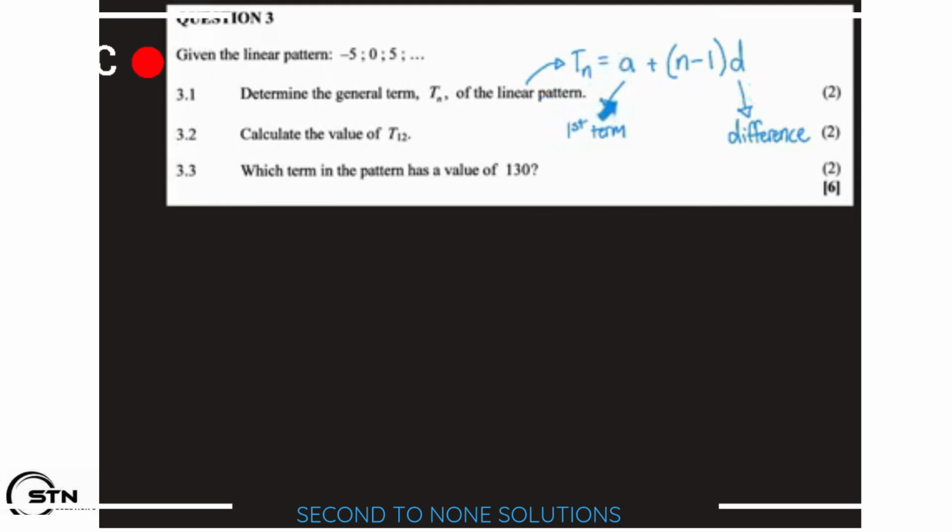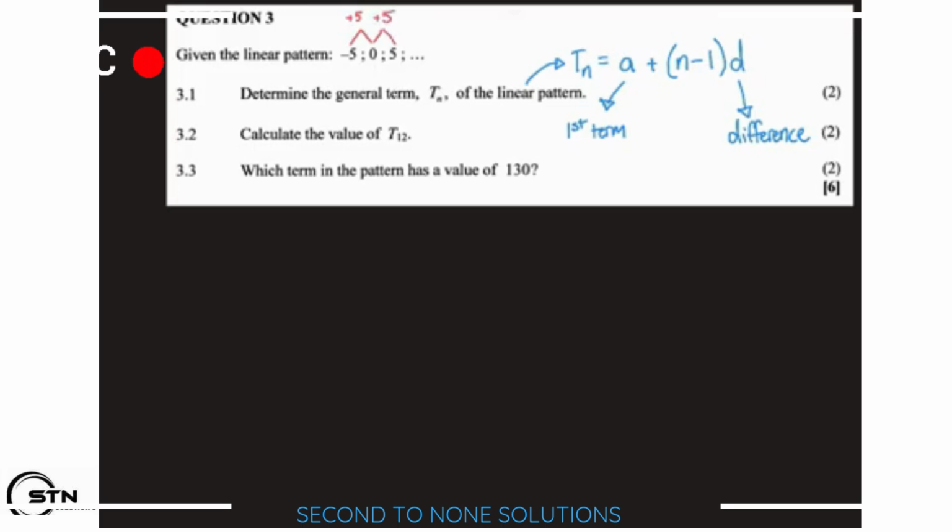And in that formula, A is the same value as our first term, and D is the same value as our difference. And with a linear pattern, you'll see that we're increasing by the same amount every time, or decreasing. In other words, we're adding or subtracting the same amount every time. So let's take a look at this. To go from -5 to 0, I am adding 5. And then to go from 0 to 5, guess what?